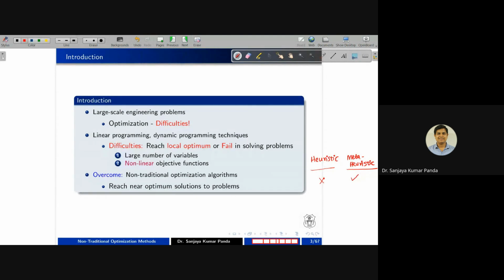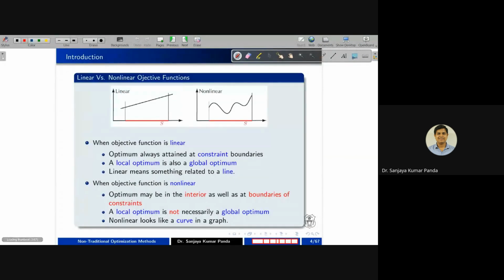Now, as I said, non-linear objective function, so let us understand the difference between a linear objective function and a non-linear objective function, and why for a linear objective function linear programming is the best solution, while for a non-linear objective function it is not. So let us see here. If I compare linear versus non-linear objective function, here I have taken an x-axis and y-axis, and I have plotted a linear objective function and a non-linear objective function.